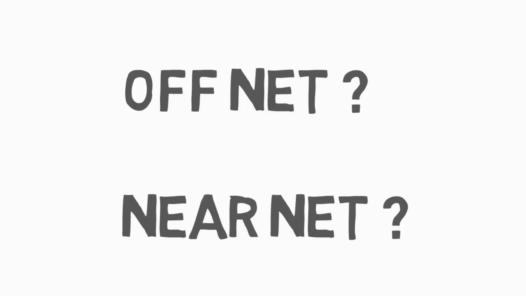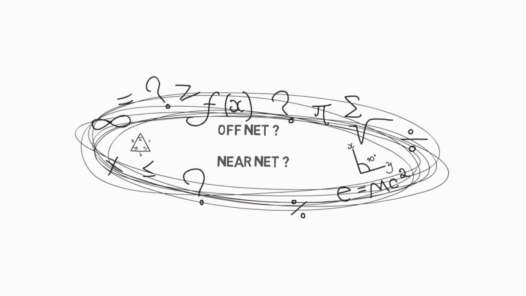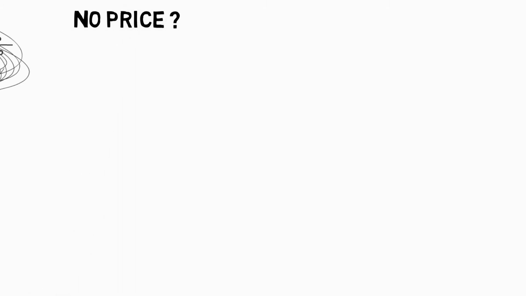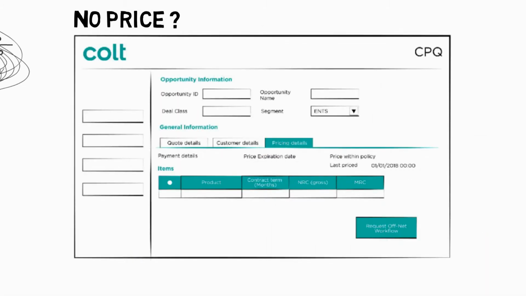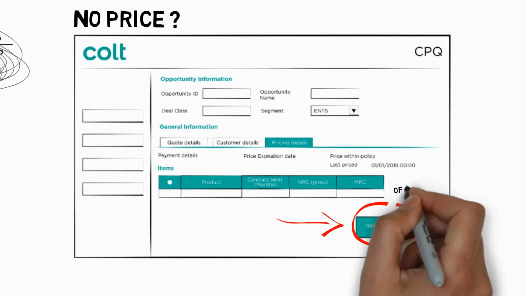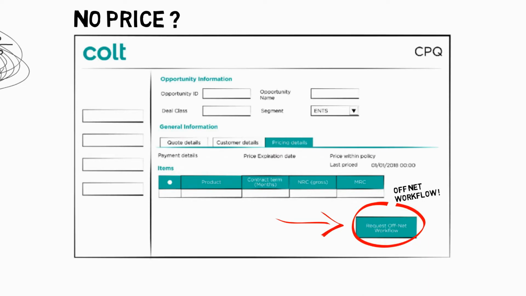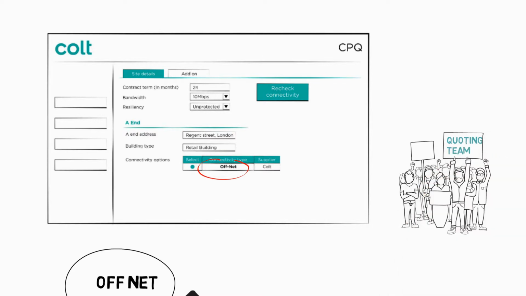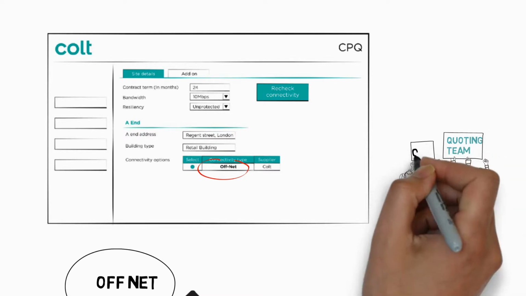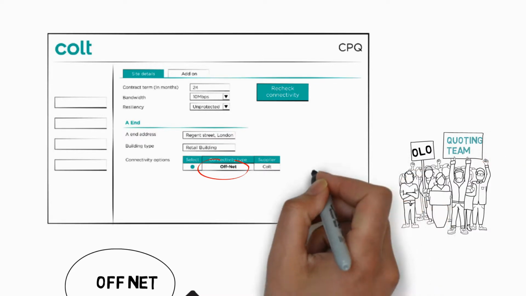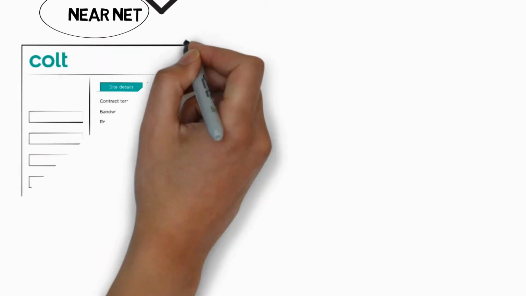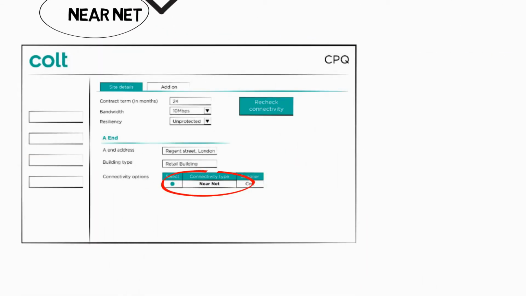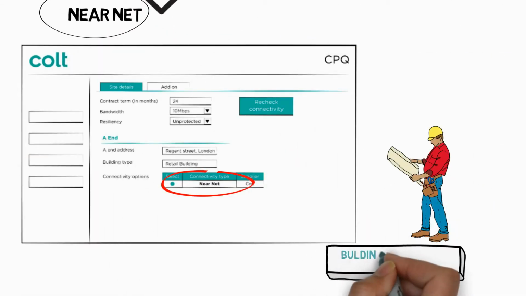However, where it is off-net or near-net, but the availability and price cannot be determined, CPQ will allow you to trigger a workflow to the relevant team so you can request the data. For off-net, the workflow will go to the quoting teams who will obtain service availability and costs from our OLO partners. The near-net workflow will go to the building connectivity planning team for a response.